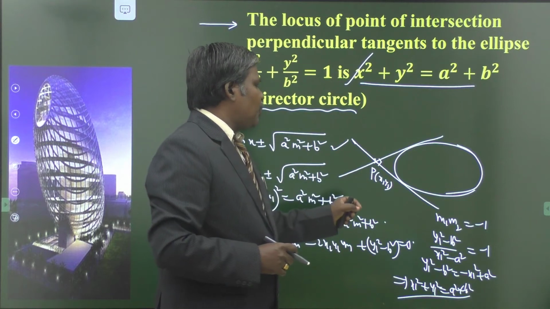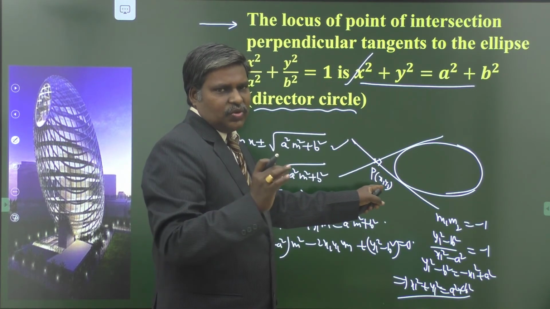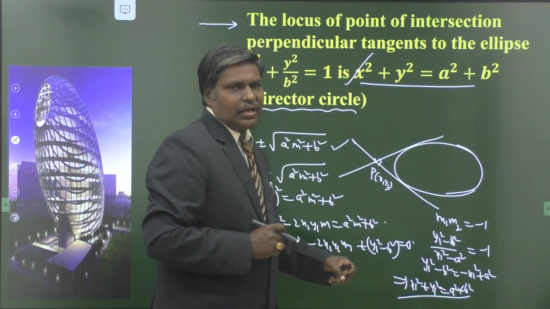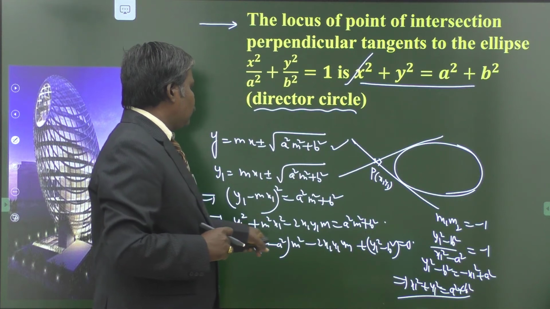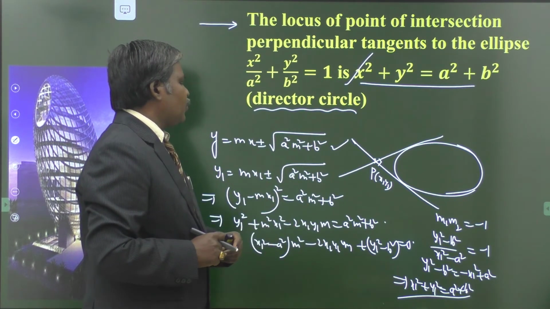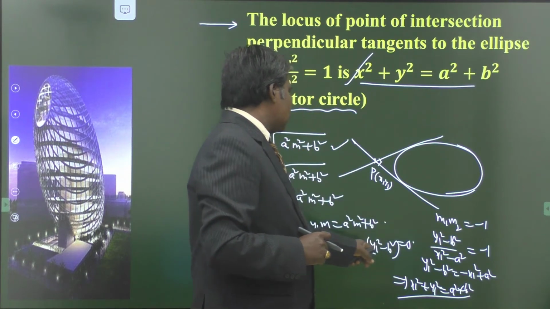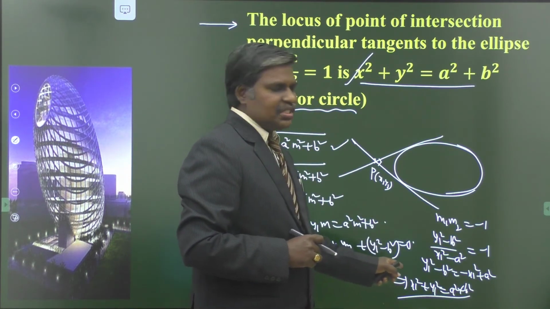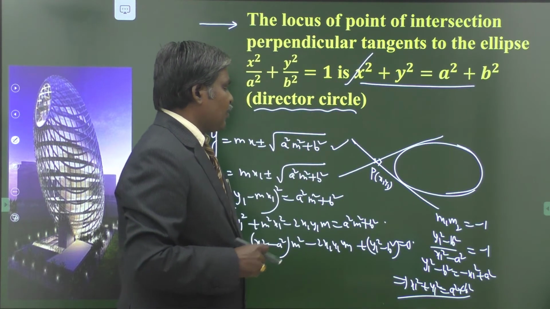x1, y1 is a variable point, but at this particular stage, this is constant. x1, y1 is one of the fixed points. Am I correct? So the variable is only m. We have to write the product of the roots here. m1 m2 is equal to minus 1. The product of slopes is C by A from the quadratic equation itself: (y1 square minus b square) by (x1 square minus a square) equal to minus 1.